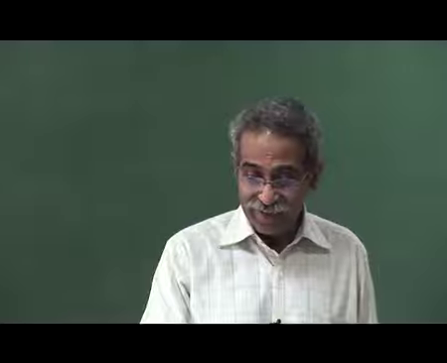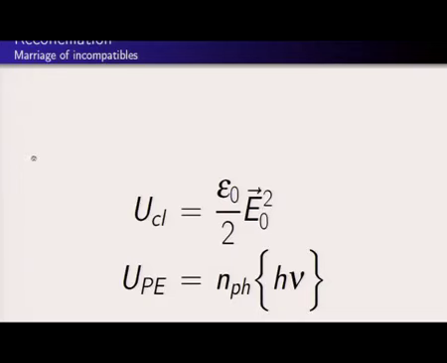So what is the reconciliation? The reconciliation is in writing these two expressions. The classical expression for my energy density is given by epsilon naught by 2 E naught squared. But for the photoelectric effect, we are going to write it to be the number density of the photons multiplied by h nu.